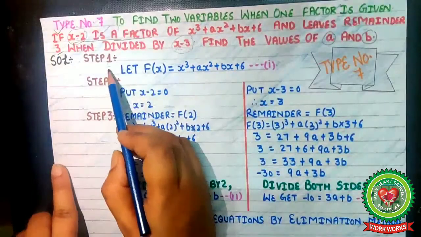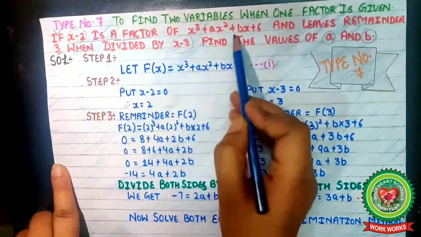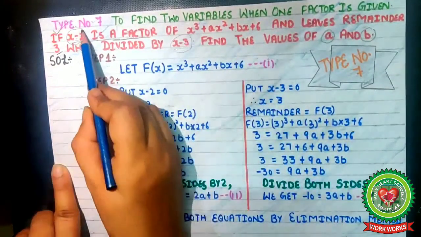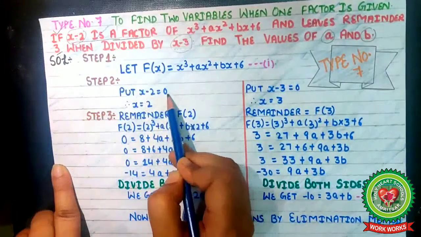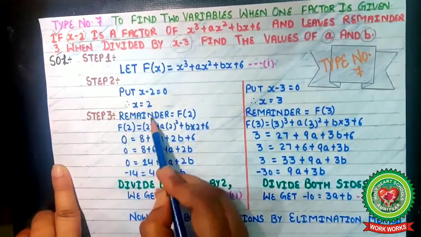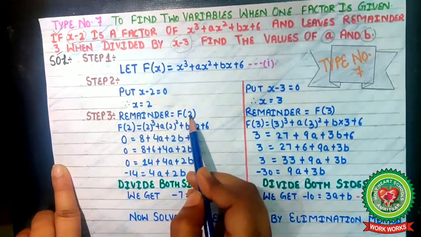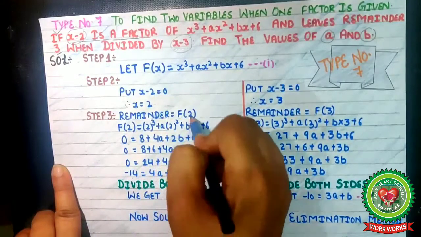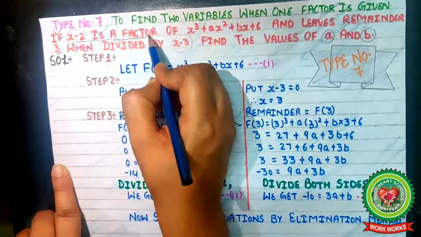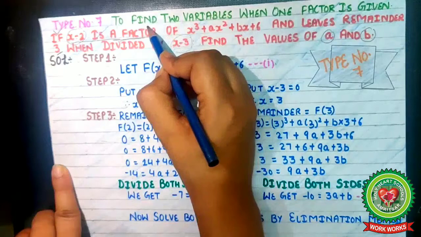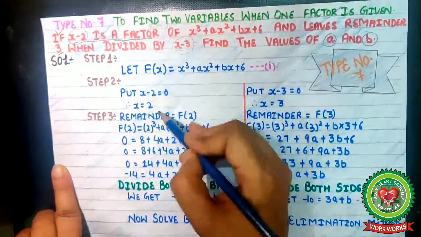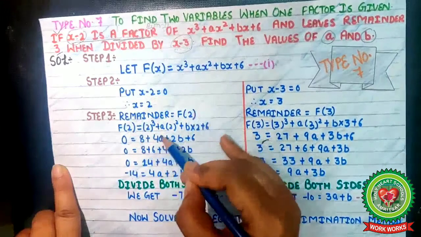Step number 1: let f(x) equal this bigger polynomial, and number it as 1. Step number 2: put x minus 2 equals 0. From here we have got x equals 2. Step number 3: remainder equals f of 2. Now students, it is given in the statement that x minus 2 is a factor. So if it is a factor, what will be the value of the remainder? The remainder will be 0. So under remainder we will write 0.